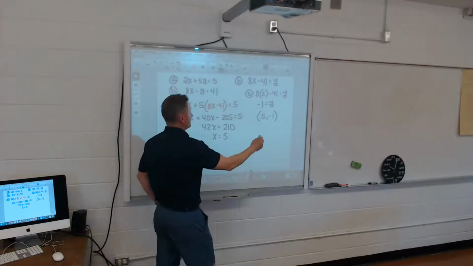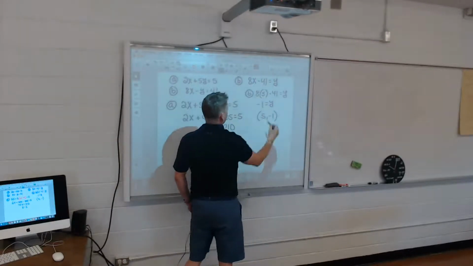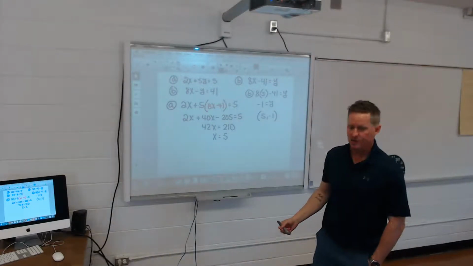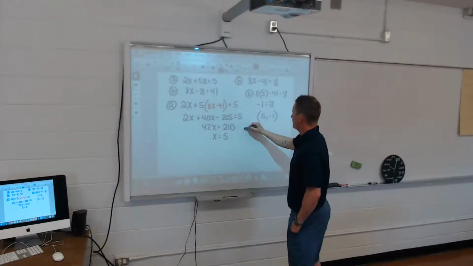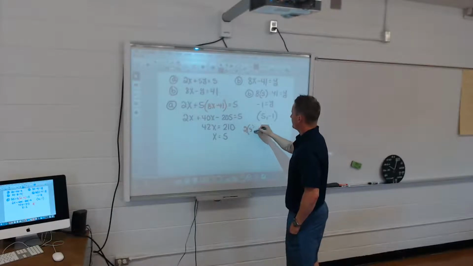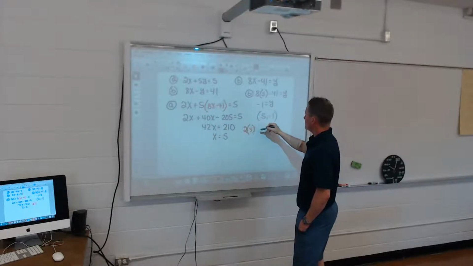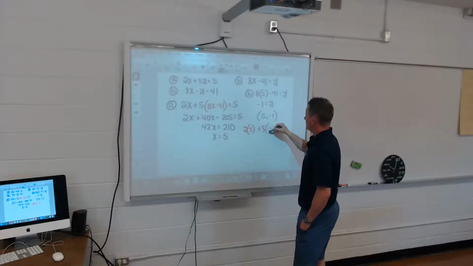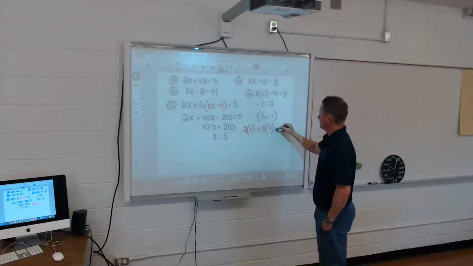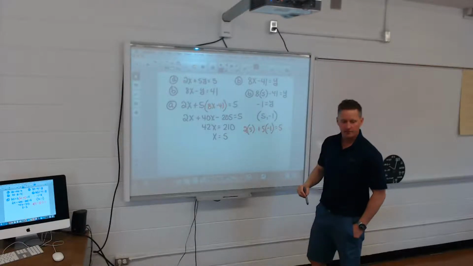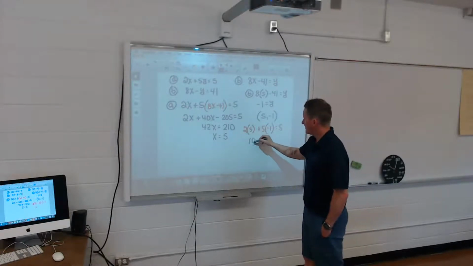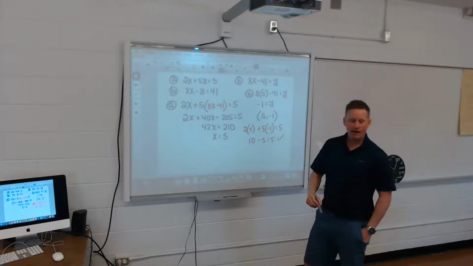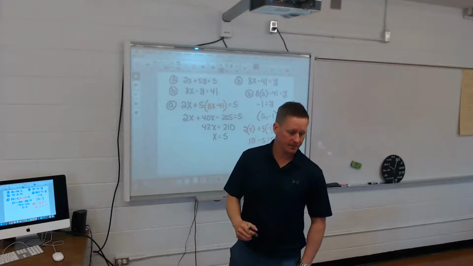All right. Now what I'm going to do is I'm going to check my answer. I want to find out if I've got it right. So I'm going to use the first equation. So I'm going to go 2 times 5 plus 5 times -1, and that should equal 5. 2 times 5 is 10. 10 subtract 5 is equal to 5. I know I have the correct answer for it.